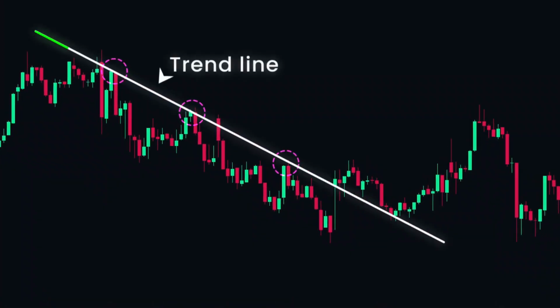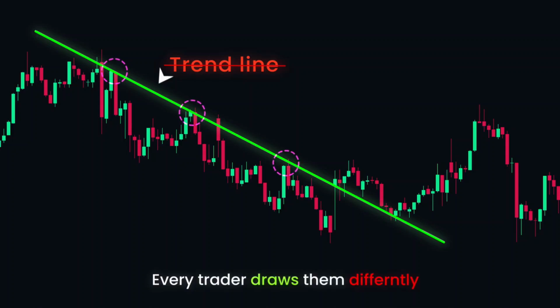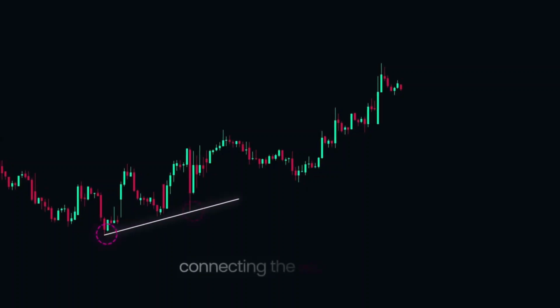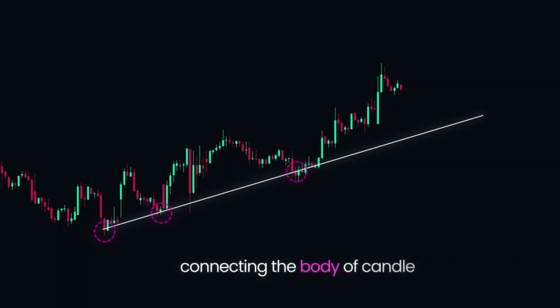The trend line is one of the most powerful tools in trading, but the problem is that most traders use it incorrectly. And the most confusing thing is that each trader draws it differently. For example, some traders draw it by connecting it to the wick of the candle, and some traders draw it by connecting it to the body of the candle.